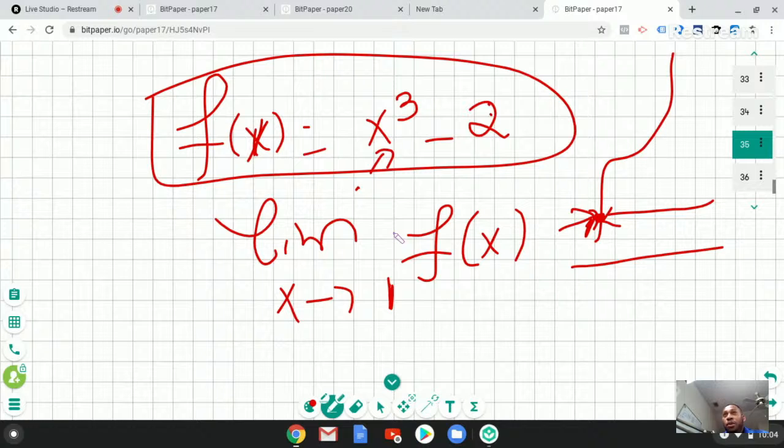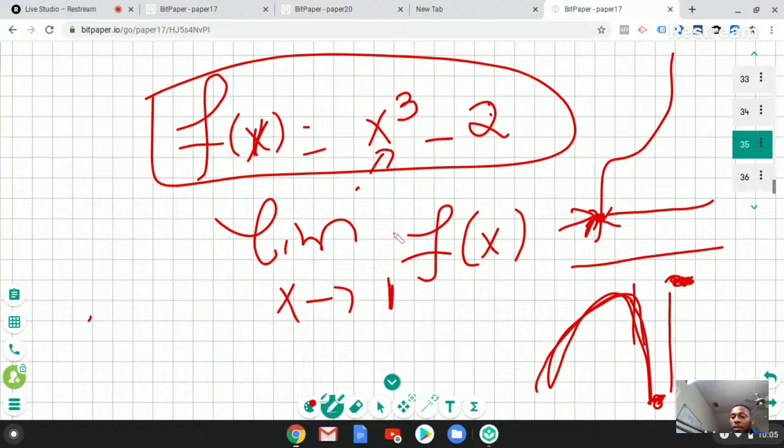Some functions are different when you approach them, say if there was an asymptote, or a jump in the function. Let's say you had a function that starts this way, now be careful here, and when it gets here, it jumps to here. When I'm approaching from the left, it would be here, but when I'm approaching from the right, it would be here. So that limit wouldn't exist.